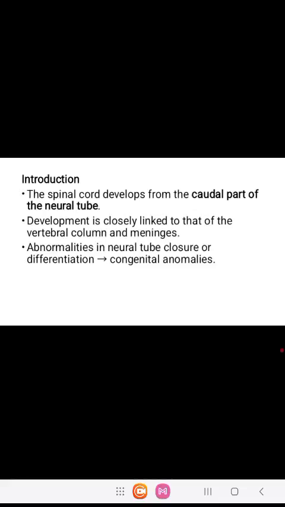So the caudal part is actually what forms the spinal cord. Because of the relationship between the spinal cord and the vertebral column, their development is also linked. And if there is any problem with the differentiation process, which we'll be discussing later on, or the closure of the neural tube itself, it can result in congenital anomalies. Before the end of this lecture, we'll be discussing some of the congenital anomalies that are associated with any of these defects.